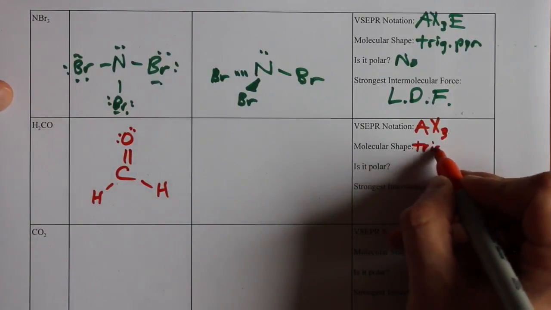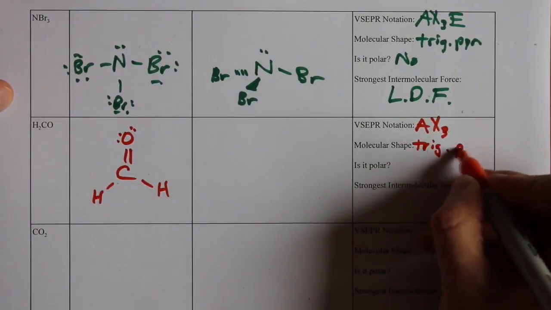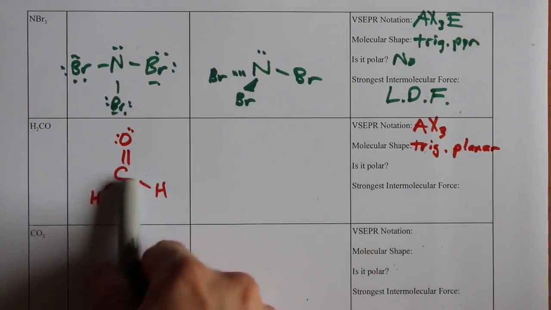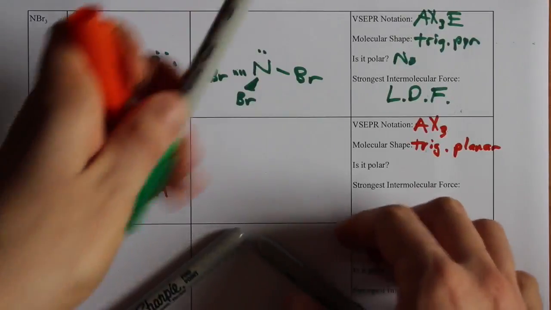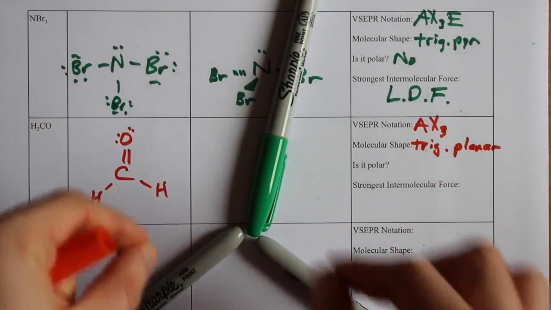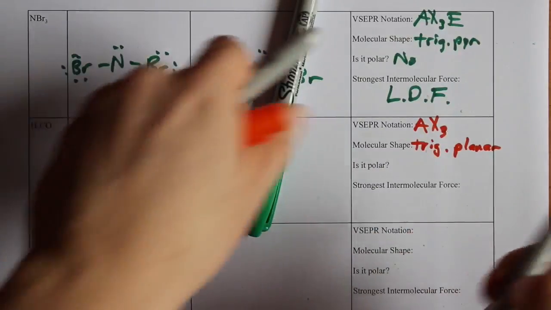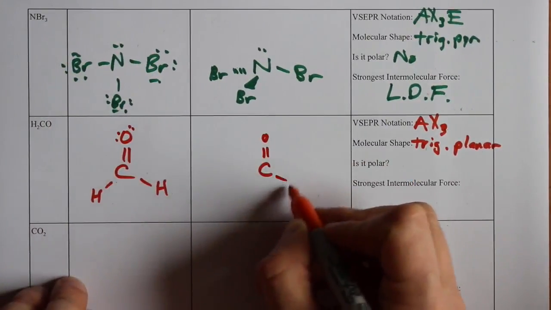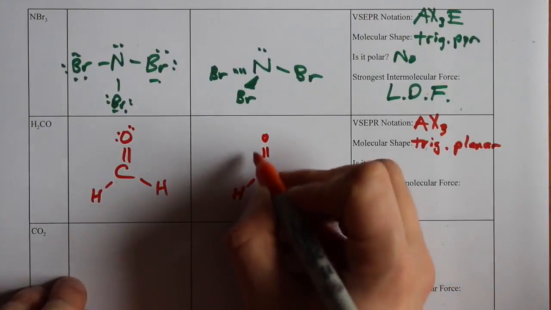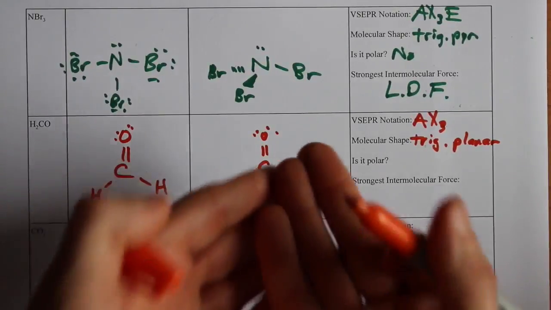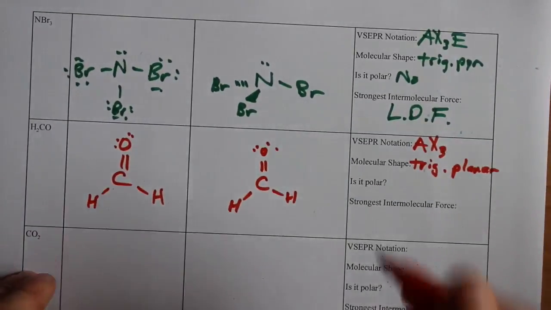That means the shape is trigonal planar. It is flat. You can distribute 3 things around a center and have them all flush against a page. That's as far apart as these 3 things can get from each other. The bond angles are 120, and the 3D structure doesn't actually need 3 dimensions to be shown. The 3D structure is the exact same thing. It's flat, 120 degrees. Is it polar?